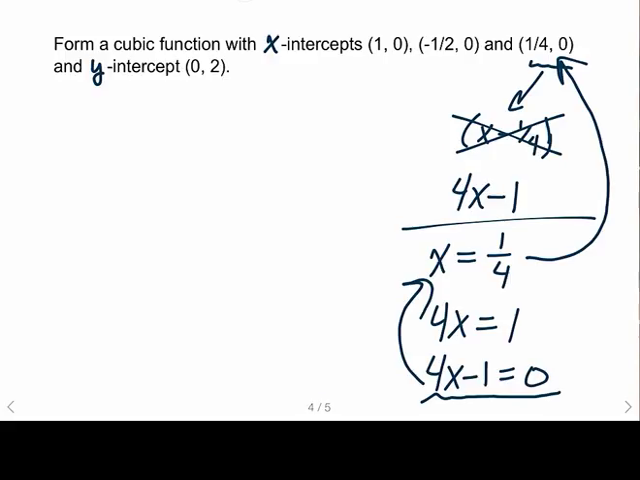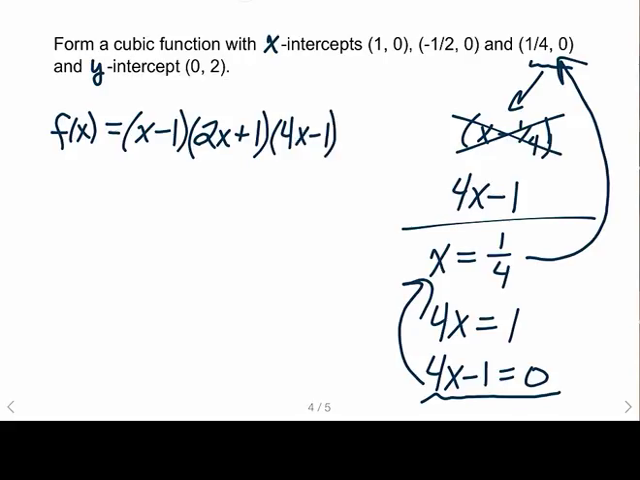Therefore, the cubic function that we're looking for, we're going to start out by writing that f of x is equal to, and I'm doing that because it said function, x minus 1 times 2x plus 1 times 4x minus 1. Now, you can double check yourself that these factors would have the desired zeros and therefore x-intercepts. And this process that we just went through, kind of unsolving, is what you could do to write these factors down on your own.